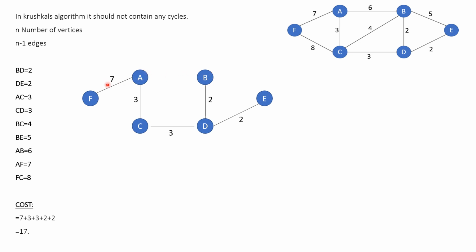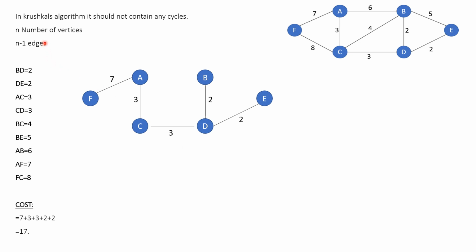We have to draw AF. Yes, we can draw AF because it does not contain any cycles. So we draw AF, which is 7. And FC is equal to 8. If we draw FC, it can form a cycle, so we have to neglect FC. And this is the minimal spanning tree using Kruskal's algorithm.